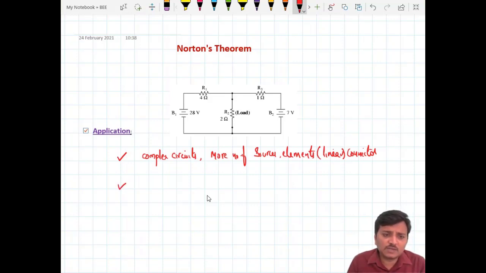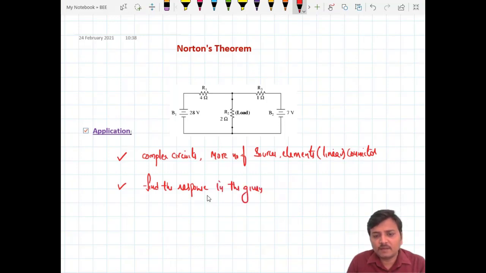And the application, as we already discussed in Thevenin's theorem: by applying Norton's theorem, I can find the response in any one given branch. That branch we call the load branch. So we can find the response in the given or considered load branch. Let us consider the circuit here. We have a circuit with 2 voltage sources and 3 resistors connected, and in this session we will use this circuit to explain Norton's theorem.